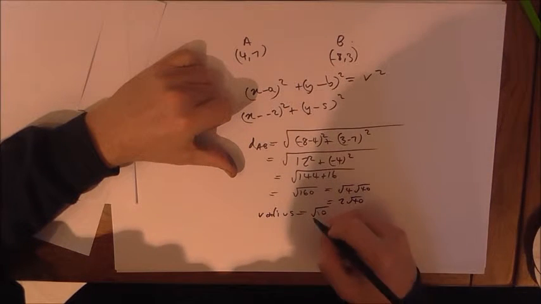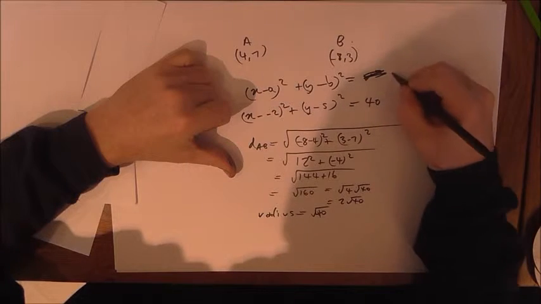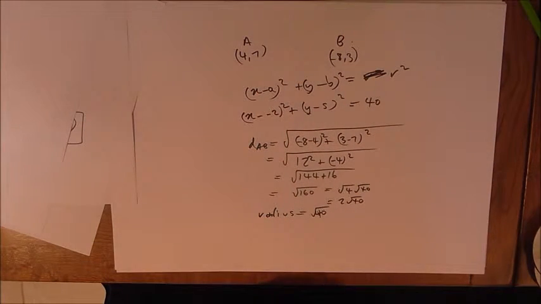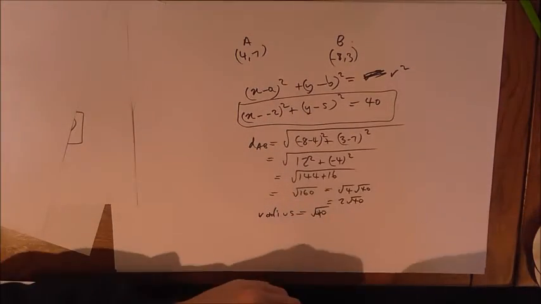So therefore the radius squared is 40. And that is your answer. So that's the equation of the circle. Of course you can tidy that up.